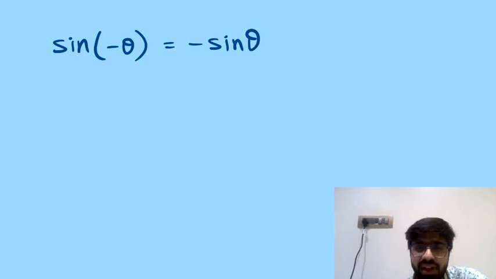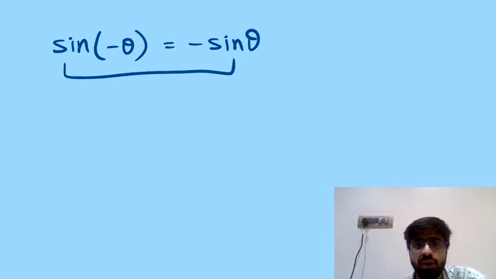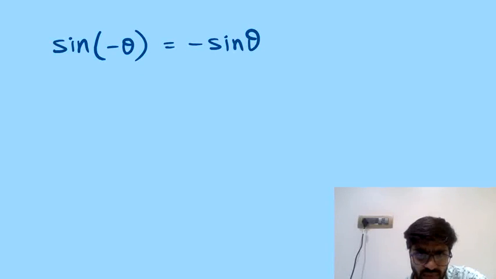With that understanding, if I ever ask what is sine of minus theta, you should know that sine of minus theta is minus of sine theta. There are definitely explanations for this, but in this particular video, I will not get into the detailed explanation of why this happens. For the time being, you need to remember this as a result: sine of minus theta is minus of sine theta. Cos of minus theta will be cos theta only.